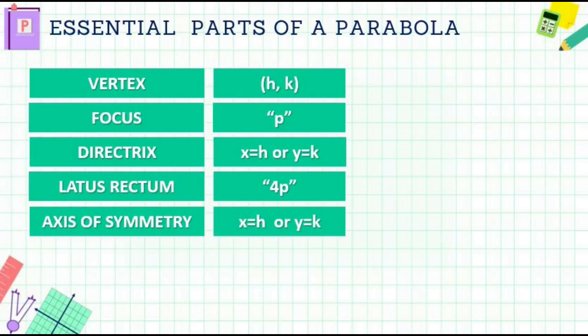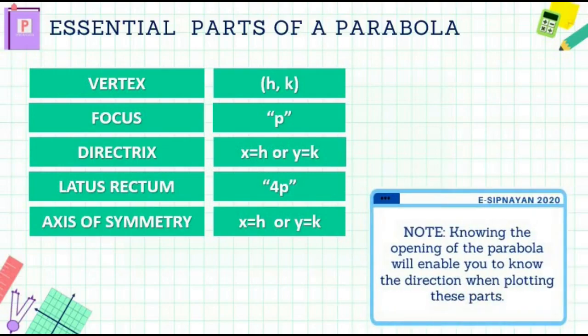And last but not least is the axis of symmetry. It is the same as a directrix, and since it is a straight line, then it will be represented by a constant function. So please note that knowing the opening of the parabola will enable you to know the direction of the points when plotting the parts. That's why we started with identifying the orientation or opening of a parabola, because it will be our basis for the movements when we graph the parts of a parabola.